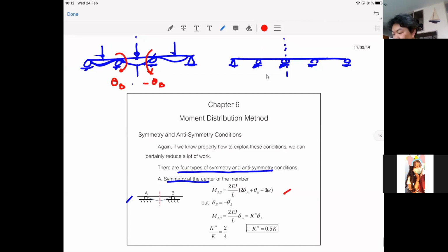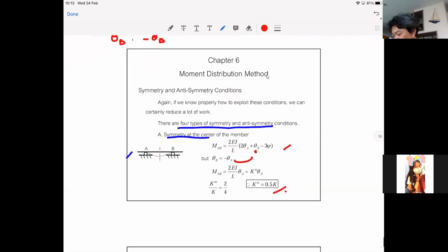So again, we start off with our slope deflection equation, and you plug in zeta B equal to minus zeta A. So the stiffness becomes 2EI over L, and our common stiffness is 4EI over L. So this is 2, which means the K modifier is 50% of the original. So if you have this case, your modification becomes 0.5. All right, the next one.